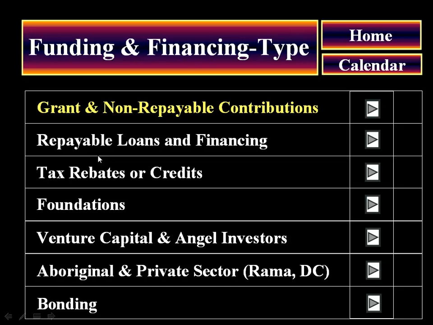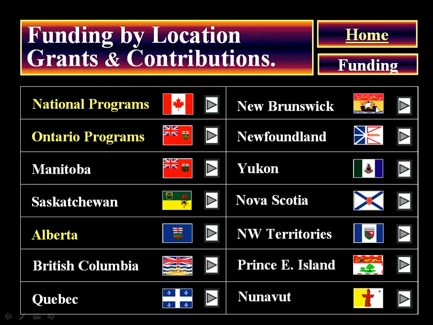Moving down to funding and financing. I talked about this before, and this is an important database that's going to keep track of all the different funds that are relevant to First Nations in Canada, by federal and also by provincial. So for example, if we wanted to look under grants and non-repayable contributions, it would be broken down by the national programs and then the various provincial and territory programs.